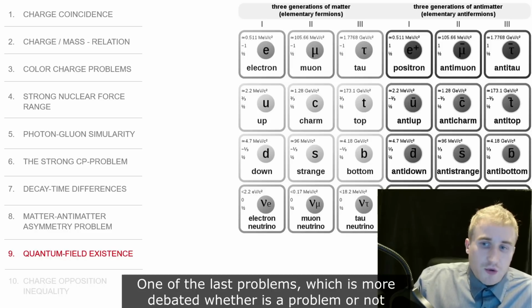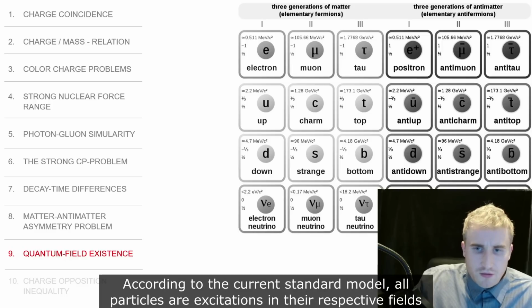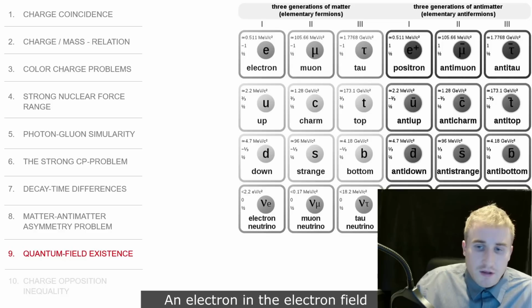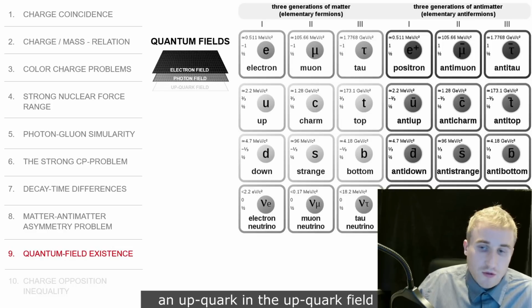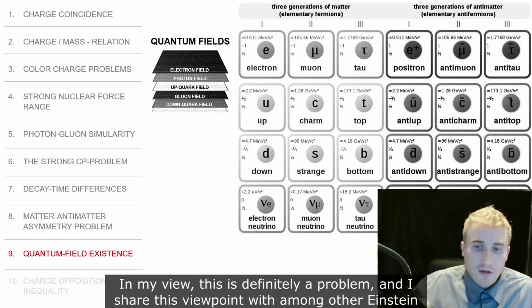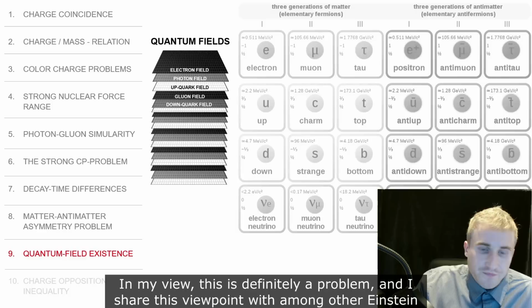One of the last problems, which is more debated whether it is a problem or not, is the physical existence of the quantum fields. According to the current standard model, all particles are excitations in the respective fields. An electron in the electron field, a photon in the photon field, an up quark in the up quark field, a gluon in the gluon field, and so on. In my view, this is definitely a problem, and I share this viewpoint with, among others, Einstein.